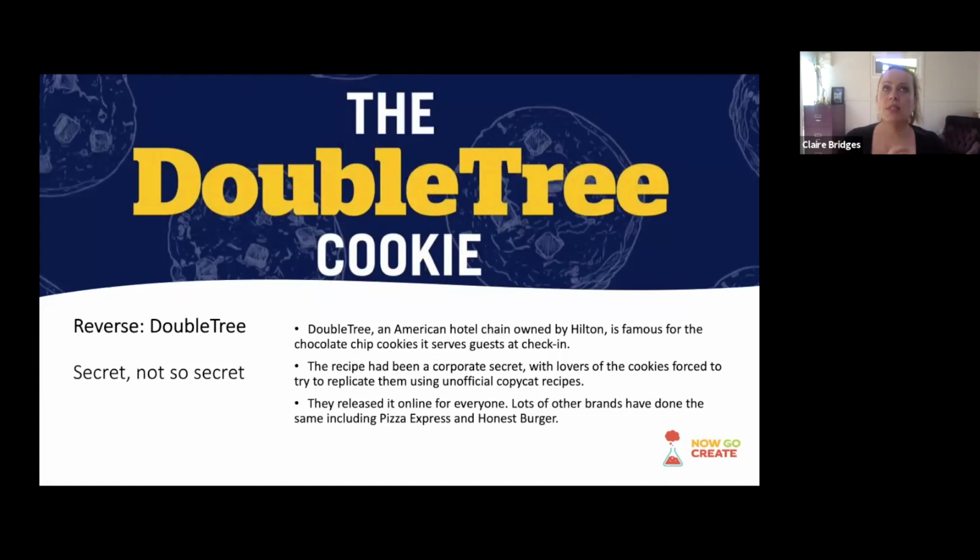Now, this is probably where, if you were going to try and reinvent the space you work in, reverse is a really good way to have a look at things. So think about the rules that just do not get broken, that you would never break. I don't know if you've seen DoubleTree. In the UK, Pizza Express have done this, Honest Burger have done this, loads of brands have done this, and said, the thing is, we'll never tell anyone what our secret recipe is. Well, we've decided that we're going to tell people what the secret sauce is.